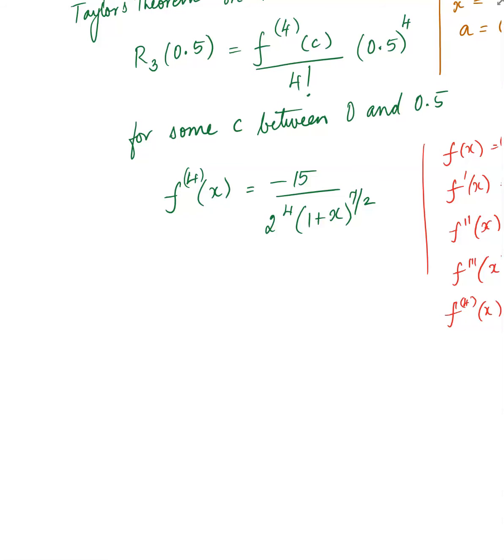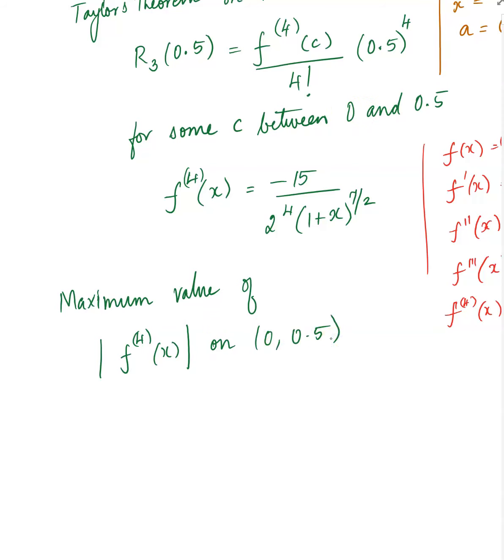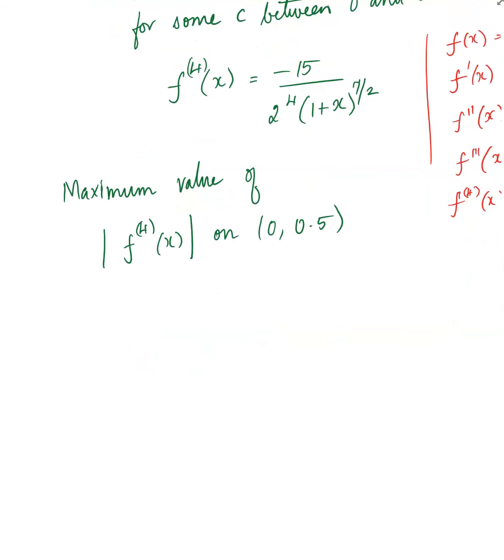And then we go for the maximum value, because that's how we need this to find the maximum value. So go ahead and find the maximum value of the absolute value of f4 of x on the interval 0 to 0.5, and see where it occurs. Okay. All right, we've done this previously.